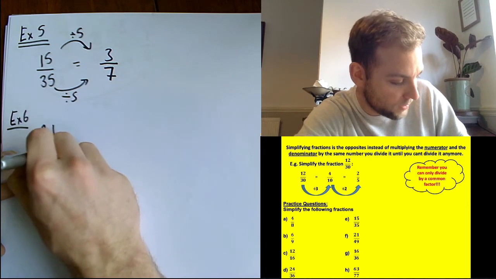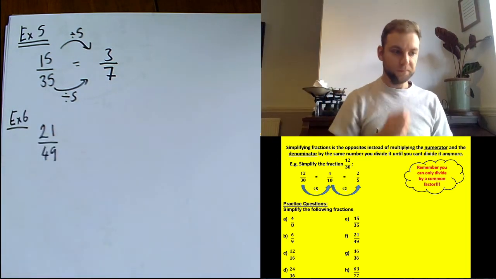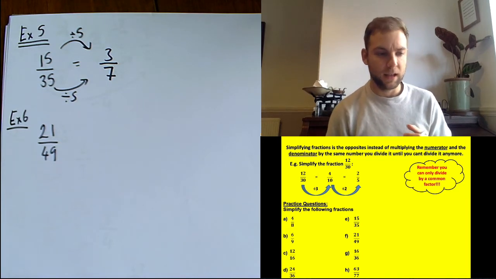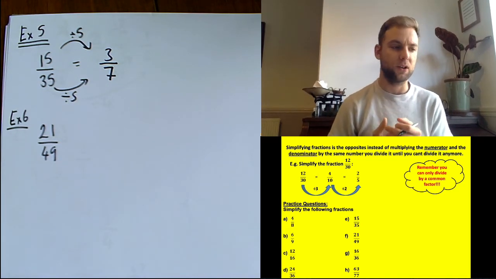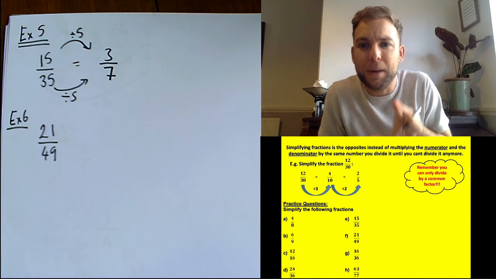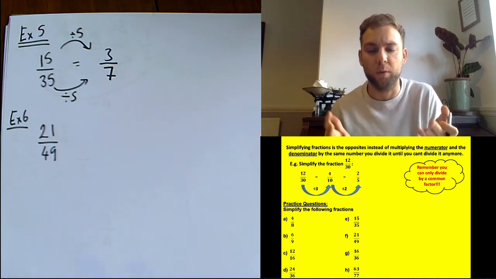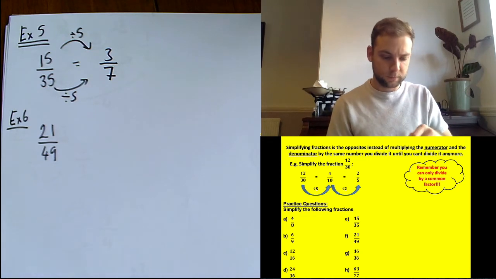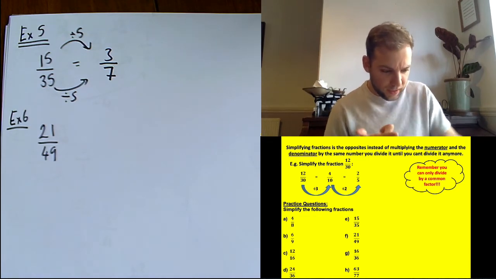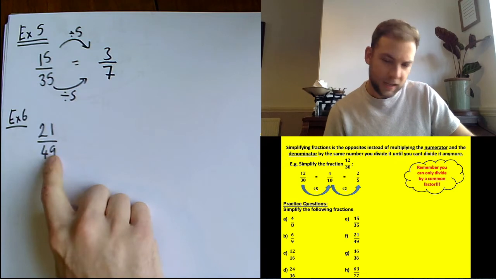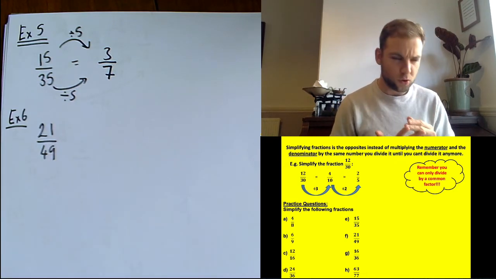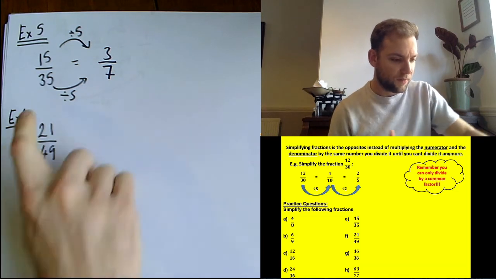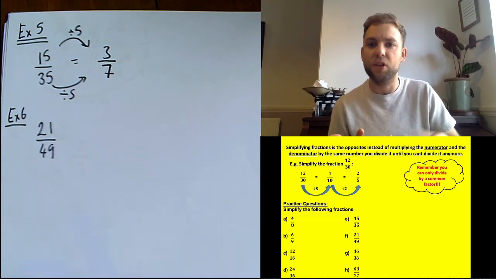21 over 49. So what number goes into both of these? Now, it might be quite tricky to see. And the reason this one's quite tricky to see is because it's actually quite a bigger prime that goes into a bigger number with no other factors. And the number that goes into both of these, well, 2 doesn't. 3 goes into this one, but 3 doesn't go into this one, okay? 4 doesn't, 5 doesn't, 6 doesn't, 7 goes into 21, and 7 goes into 49, so 7 is the number.